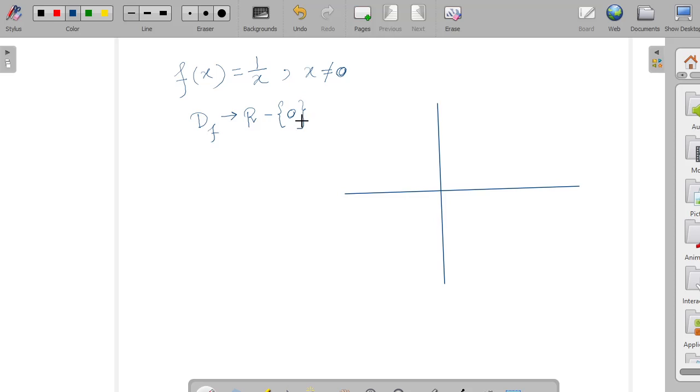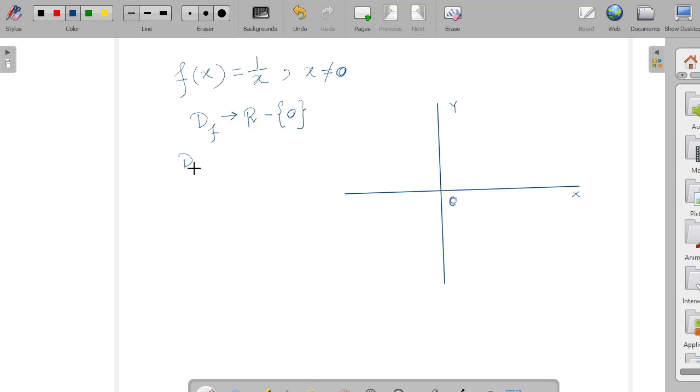Now this is one of the forms by which we can write the domain of this function. Also, let this be the origin, this is our y-axis, and this is our x-axis. This portion is our positive x-axis, and this portion is our negative x-axis. So we can write the domain of this function in the expanded form too.